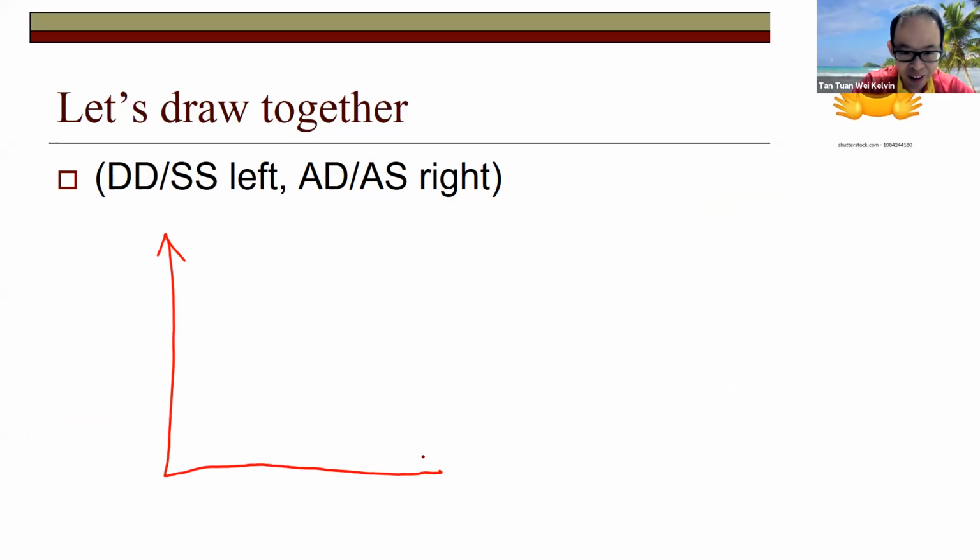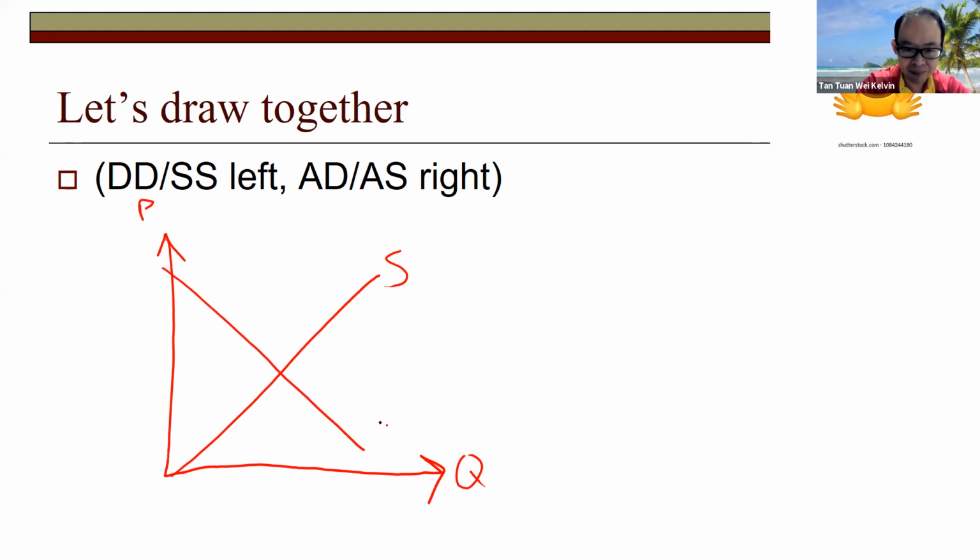As I'm drawing, can I encourage all of you to draw with me on a piece of paper? Basically draw the demand and supply graph on the left, which is basically price times quantity. You have your supply and demand. Note that there's an equilibrium quantity and an equilibrium price.